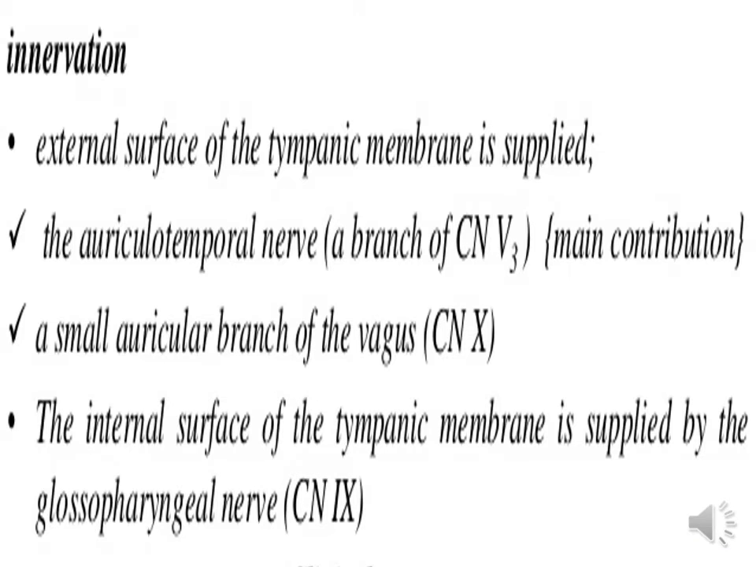The innervation of the tympanic membrane: from the external surface, the tympanic membrane is supplied by the auriculotemporal nerve, a branch of the third division of the fifth cranial nerve, which supplies the main part of it, and a small auricular branch of the vagus, the 10th cranial nerve. The internal surface of the tympanic membrane is supplied by the glossopharyngeal nerve, the 9th cranial nerve.